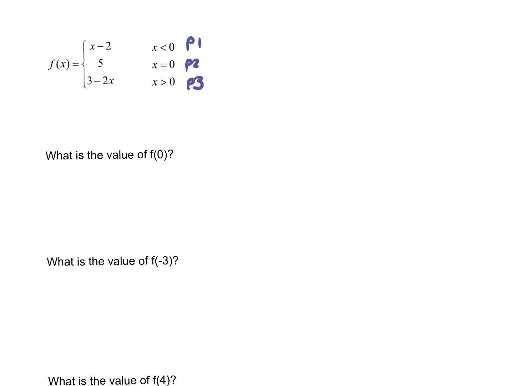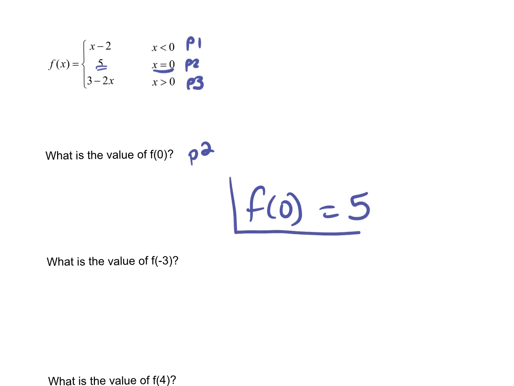Now piece 2 is pretty boring because it's valid only for one input, and the rest are obviously valid for quite a few others. So this says what is f of 0? Well, 0 is obviously 0, so that's going to go in piece 2. And it says if x is equal to 0, the expression is just 5, so it's automatically 5. So f of 0 is 5 for this function.